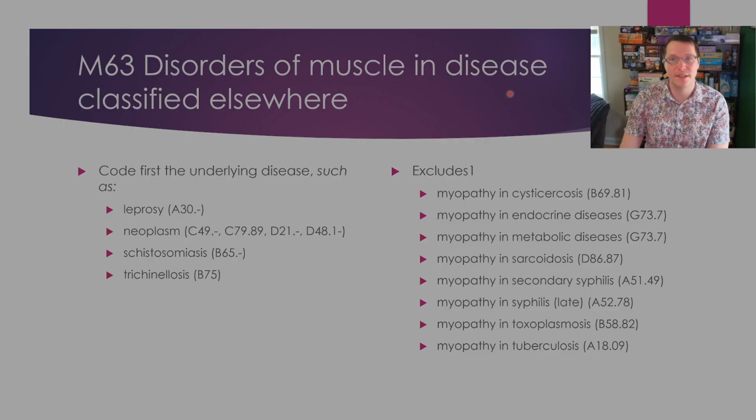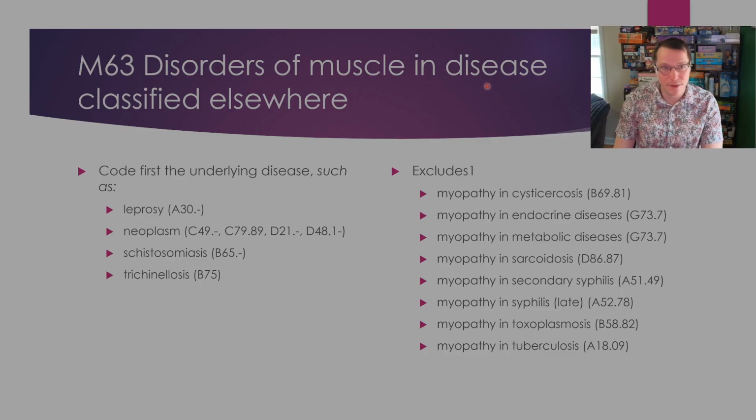M63, disorders of muscles in diseases classified elsewhere. M63 has this code first guideline here that you have to first code the underlying disease that ended up causing the condition that made it so they have a disorder with their muscles. And then it also excludes all of these different codes here, just all the myopathy codes from different conditions, and you can't have it with them.